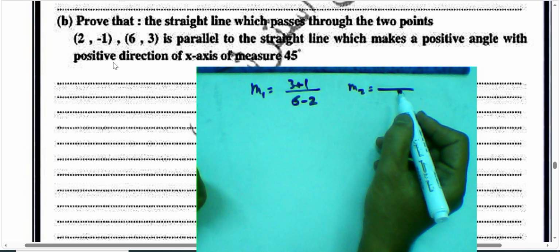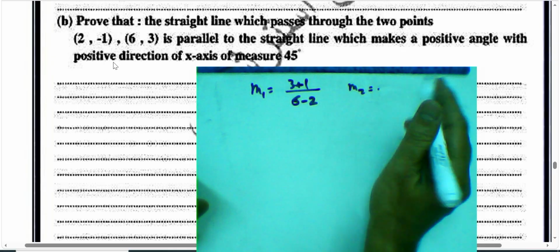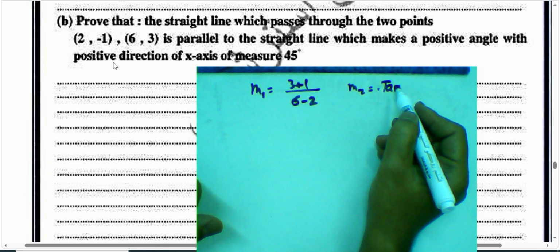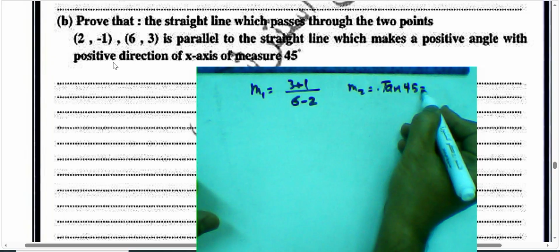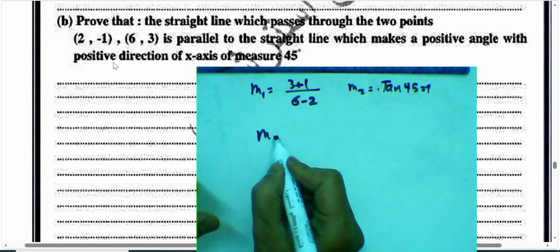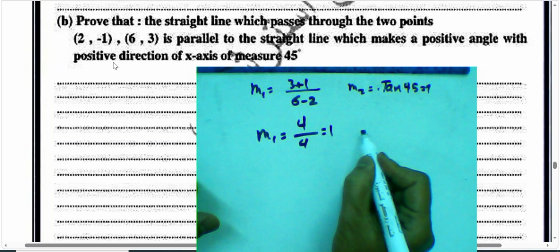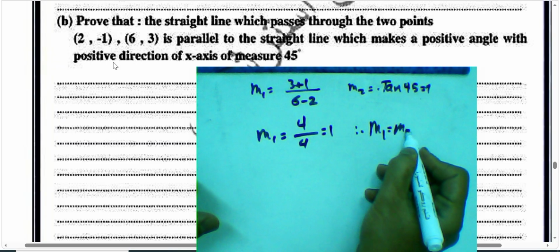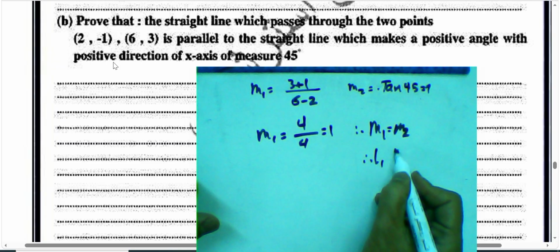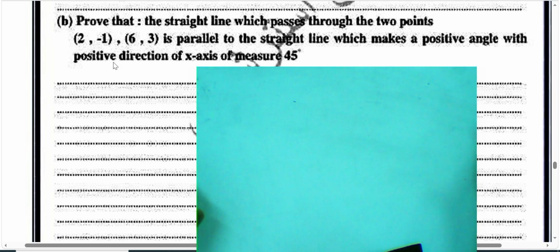And slope 2 equals tan of the angle here. The angle here is 45, and tan 45 equals 1. And slope 1 is equivalent to 3 plus 1, which is 4, over 6 minus 2, which is 4, so 4 over 4 is 1. Since slope 1 is equivalent to slope 2, then L1 is parallel to L2. They are parallel because the two slopes are equivalent.